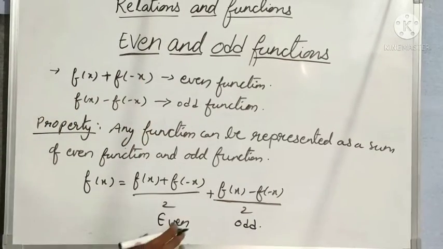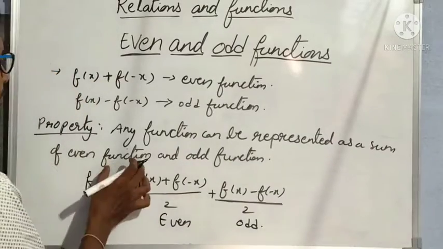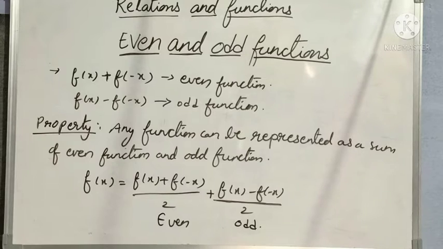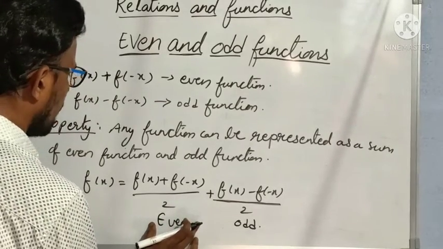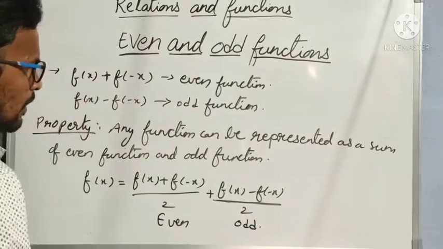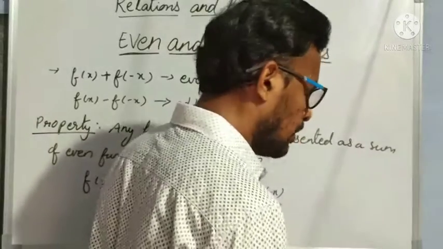So now I have proved it. Any function can be represented as a sum of an even function and an odd function. This is our property. Whatever the function it is, even if it is neither odd nor even, that function will always be written in the form of a sum of an even function and an odd function. Clear? So this is a very important property.